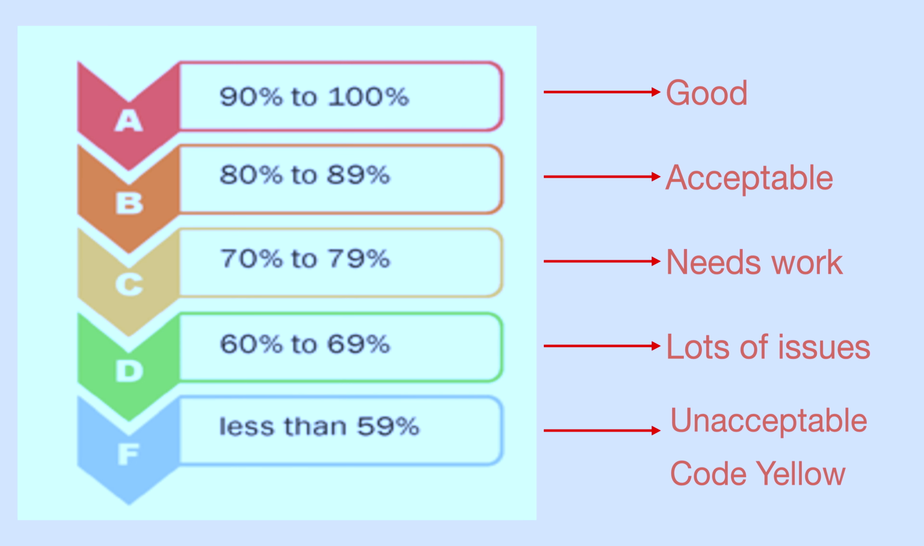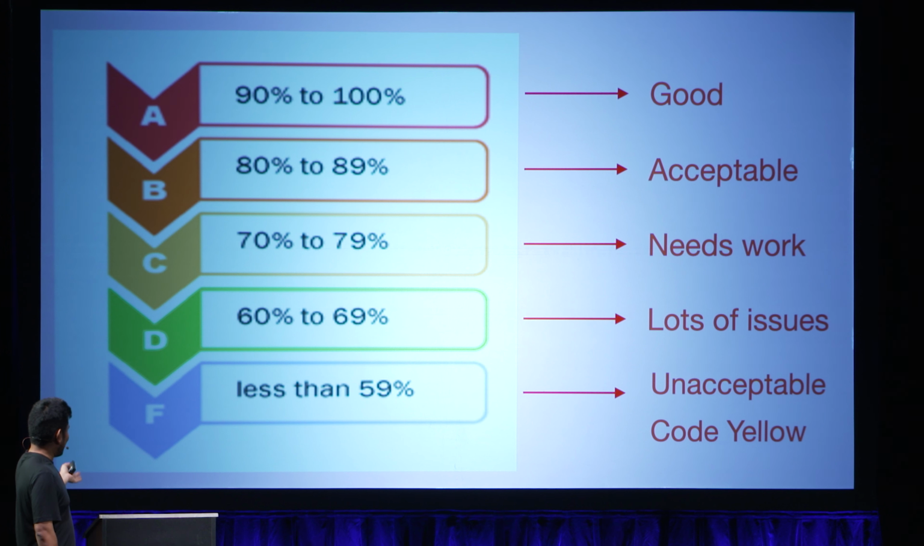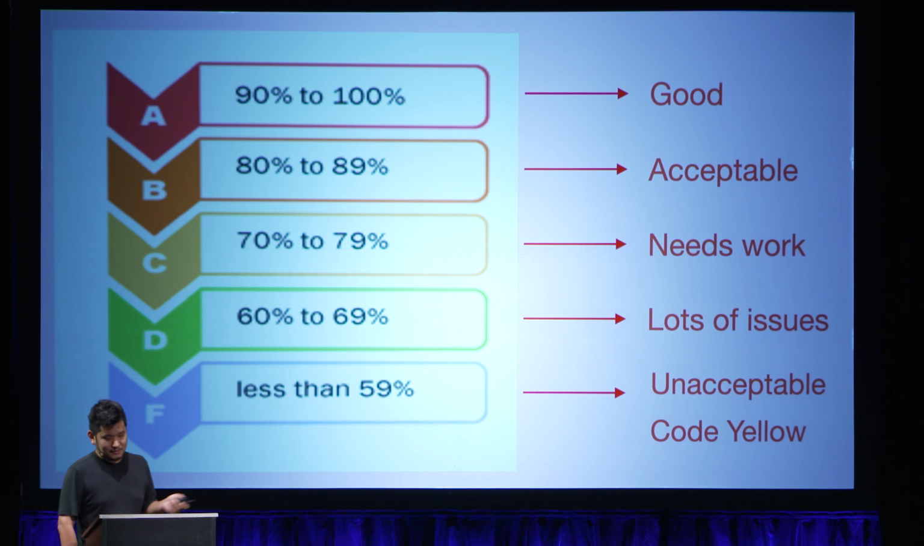This is based on the American grade system. So A, 90% to 100%, means that the state of builds is good. Then we have D, for example, 60 to 69%, probably lots of issues with the build, and F, less than 59%, is an unacceptable state. In our case, we will likely declare a code yellow, which basically means the team needs to drop everything that they are doing in the sprint and prioritize the work in order to get the build in a better state.